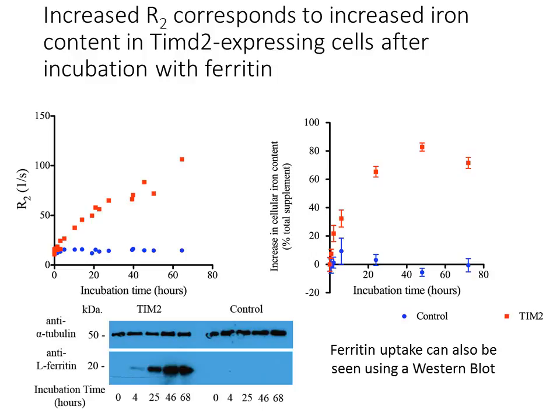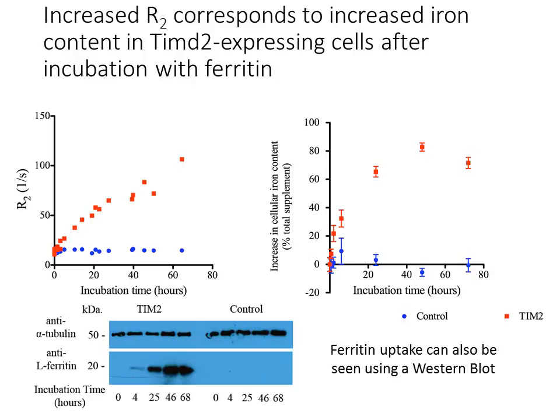If you look at the Timd2 expressing cells, when we blotted for ferritin, with an antibody against the L chain of ferritin, you can clearly see over a period of time that there's an increase in ferritin content in the Timd2 expressing cells, whereas there's no uptake in the control cells. Now, if you look at the top left-hand graph, what we've plotted here is R2 spin-spin relaxation rate versus incubation time. In the Timd2 expressing cells, we see an increase in R2 over 60 odd hours or so, whereas there's no uptake in the control cells.